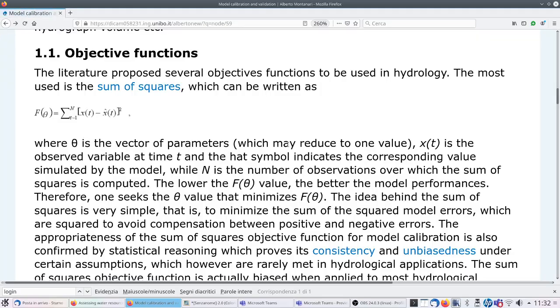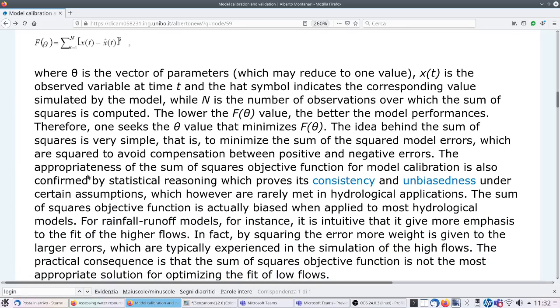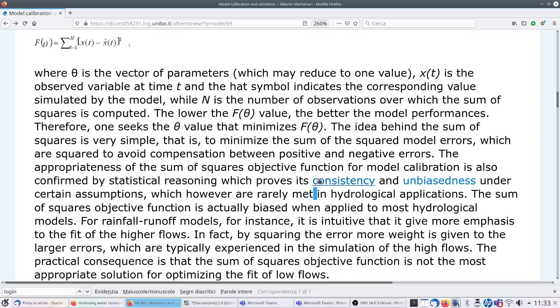Let me go back to the web page. Through statistical proofs, we can prove that this objective function is consistent and unbiased under certain assumptions. So let me also select under certain assumptions. What does it mean that it's consistent and unbiased? It means that it works well, in poor words. But let me discuss it in detail, because these are details related to the theory of statistics, so we don't really need to go into the deep detail of this, but still I think it's important that we understand a little bit. And so what's consistency and what's unbiasedness?